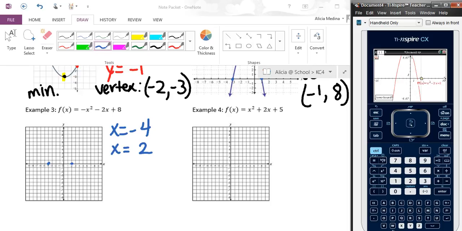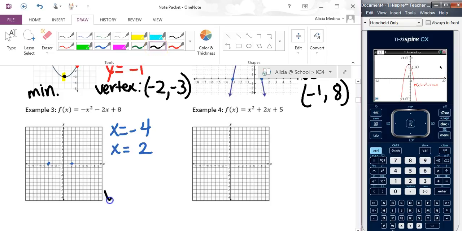We get that little scrolly dotted line. So I just want to scroll somewhere all the way on the left side, click enter, scroll all the way over here on the right side, click enter, and I get this maximum right here of -1, 9. So that is going to be my vertex.